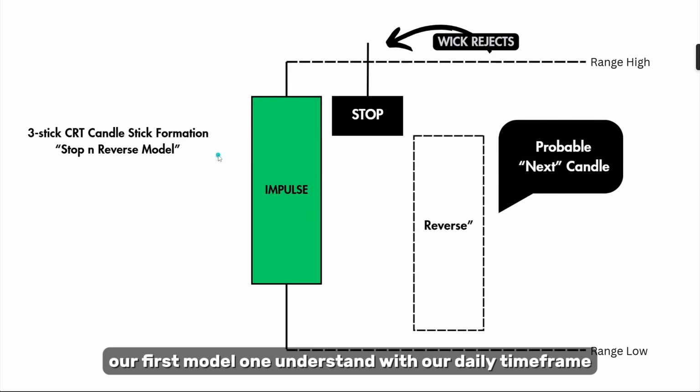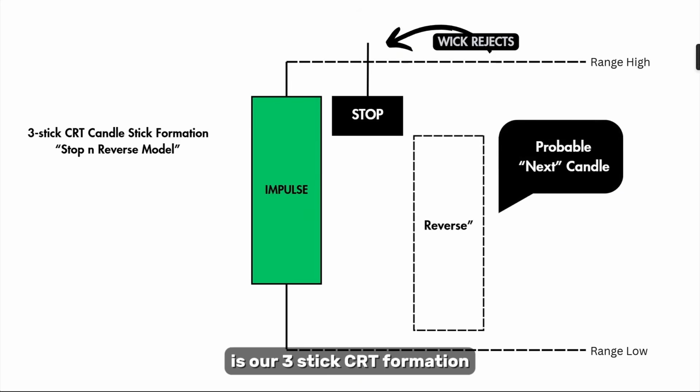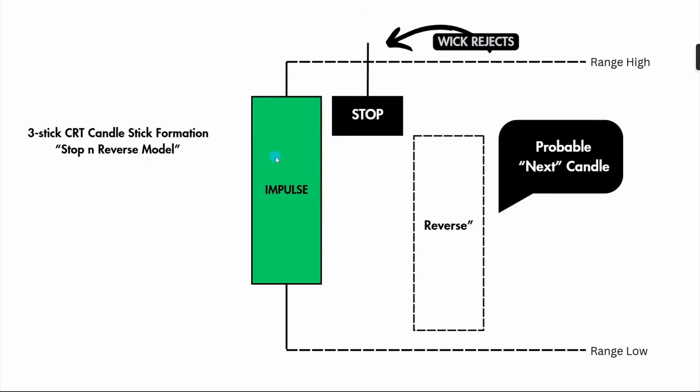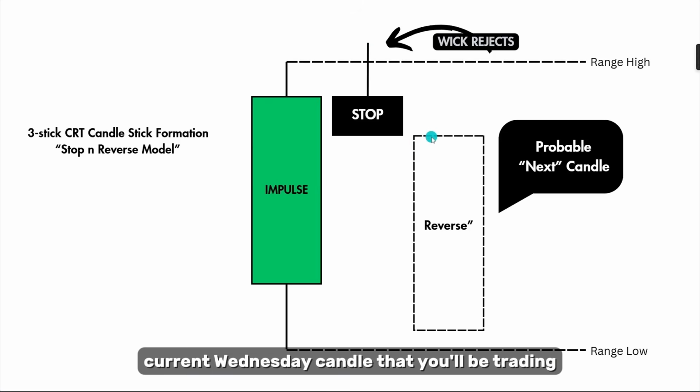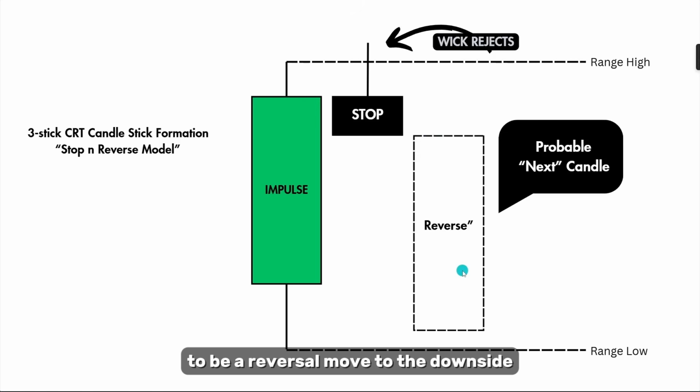Our first model we want to understand with our daily time frame is our 3-stick CRT formation, the stop and reverse model. Look at this as your Monday candle, this as your Tuesday candle, and then this on Wednesday. Once you see this type of movement, you are then expecting your current Wednesday candle that you'll be trading to be a reversal move to the downside.